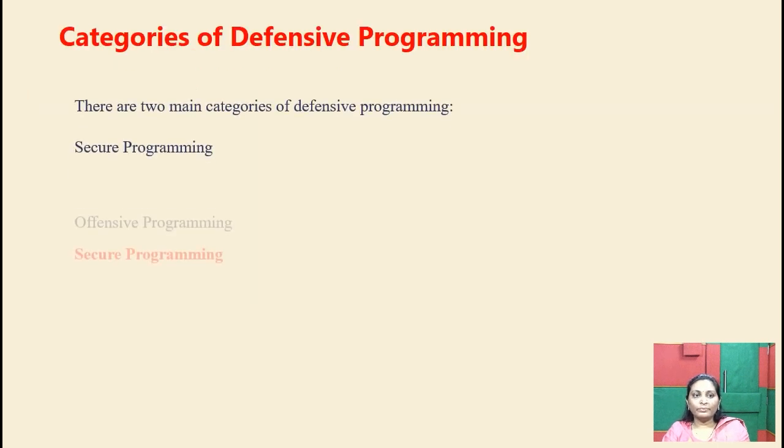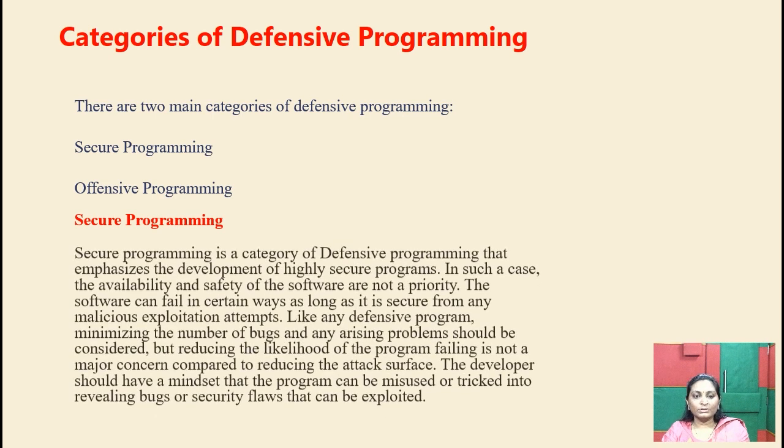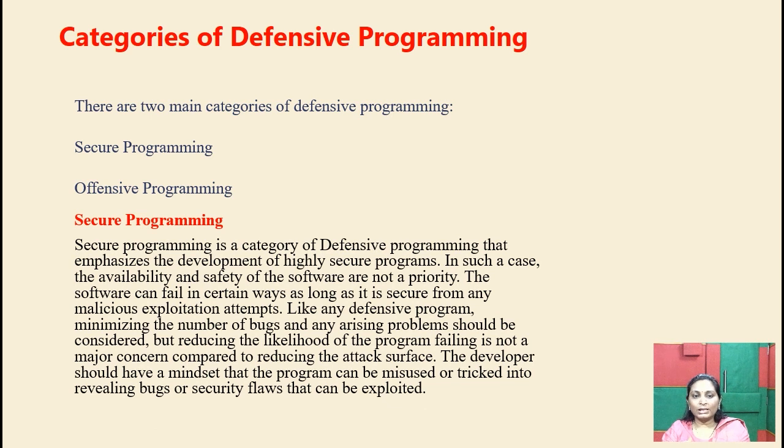There are two categories of defensive programming: secure programming and offensive programming. In secure programming, we can secure our programs. Secure programming is the category of defensive programming that emphasizes the development of highly secure programs.